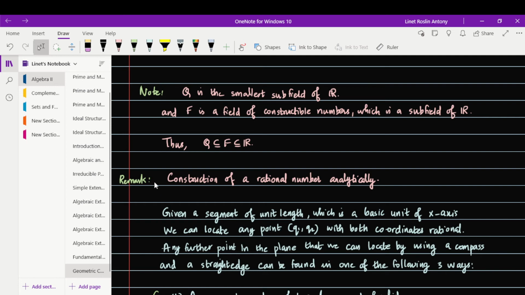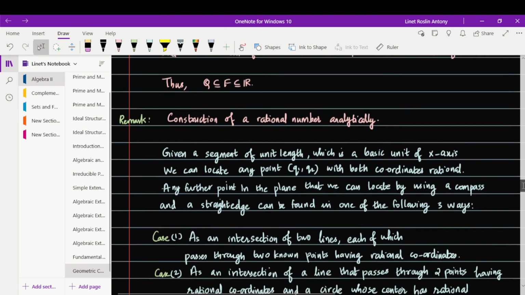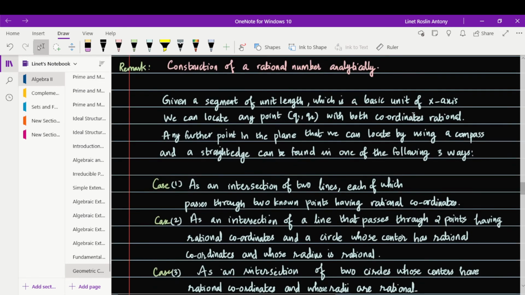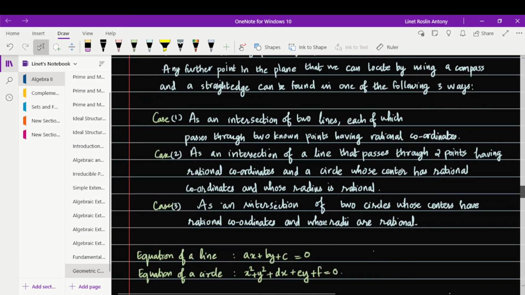And the next remark is about construction of a rational number, not geometrically but analytically using equations. So given a segment of unit length, which is actually a basic unit of the x-axis, we can locate any point ordered pair q1 q2 with both coordinates being rational. Any further point in the plane that we can locate by using a compass and a straight edge can be found in one of the following three ways. We are mentioning the three ways or the three cases.